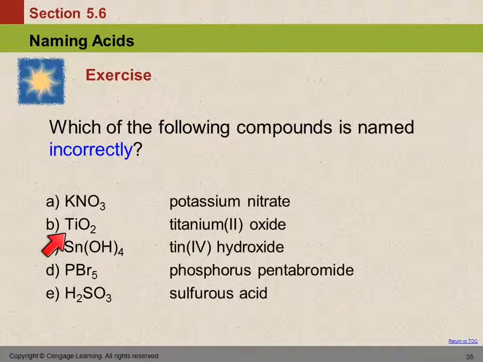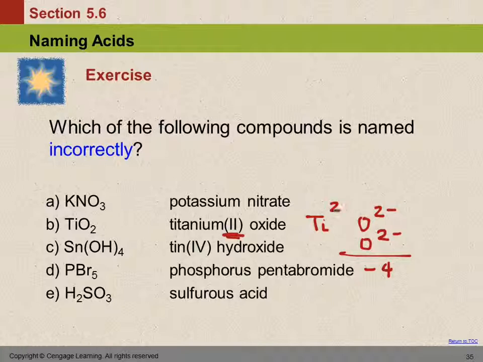TiO2. Ti is titanium. Titanium is a metal over there. Needs a Roman numeral. It's got a Roman numeral. But is it the right Roman numeral? Well, let's check that. We've got 1 titanium and we've got 2 oxygens. What's the charge on oxygen as an ion? 2 minus. And it says we've got 2 of those, right? So that's a total of -4. And this name is telling us that this is 2 plus. Is that going to work? No. So that's the one that's wrong. That one's wrong.